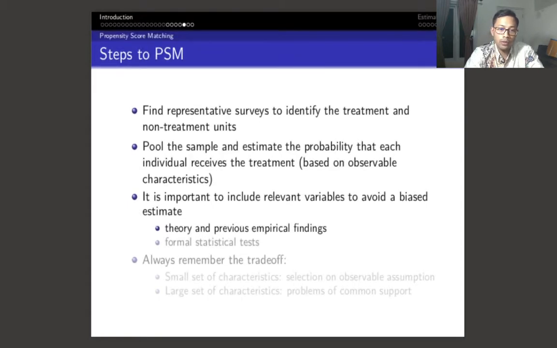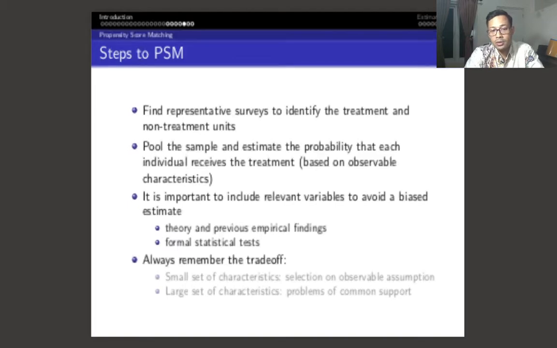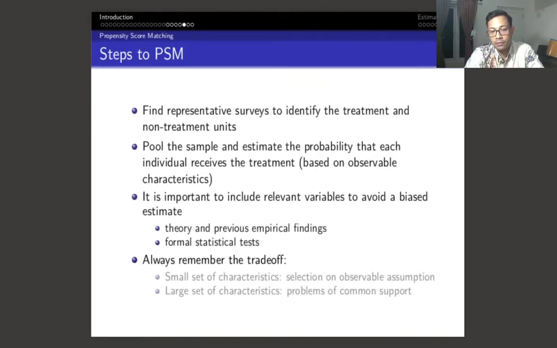And so we can find relevant variables in the theory as well as previous empirical findings, and we can always do formal statistical tests when we estimate the propensity score. Always remember the trade-off. If you have a smaller set of characteristics, then you may be facing an issue of not fulfilling the selection on observable assumption.